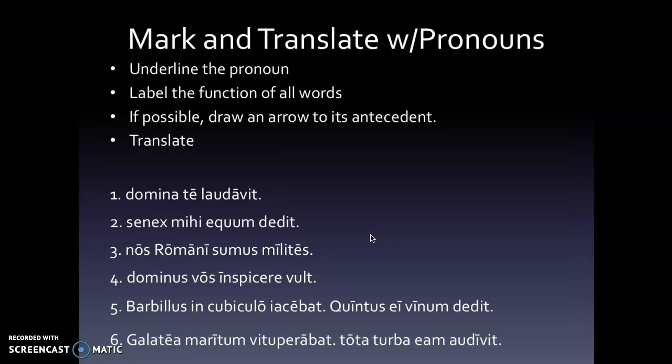All right, let's go ahead and do some practice. So copy down these sentences, underline the pronouns, label the function of all the words. If possible, draw an arrow to the antecedent. It won't always be possible, but try to do it, and then write out your translation.